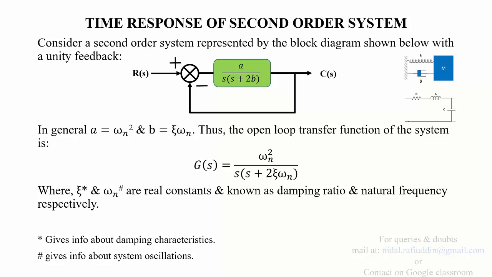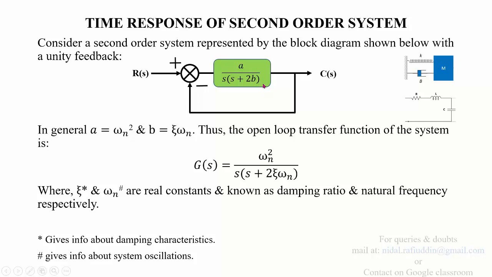I showed you here a second order system, which is given by the block representation here. Examples of such systems are the mass spring damper and the RLC circuit in an electrical network. In general, we represent second order systems in the form of the block representation shown over here. We have parameters A and B.